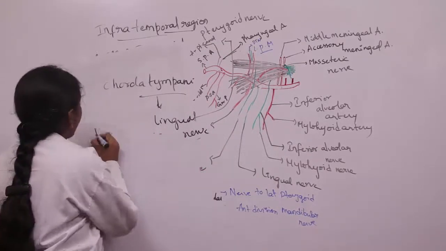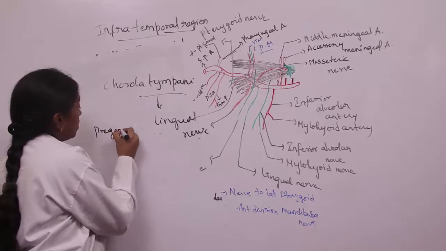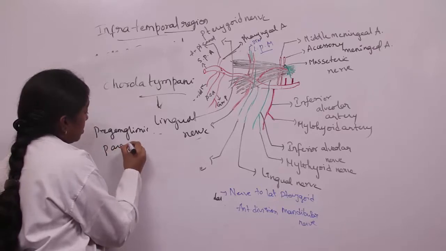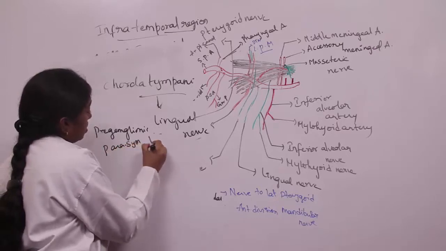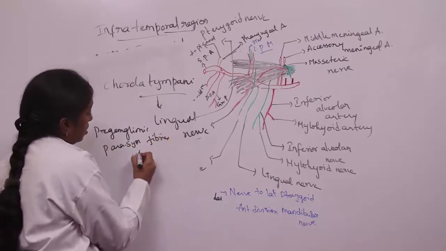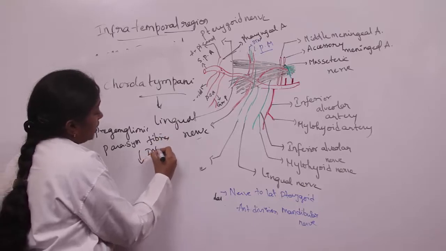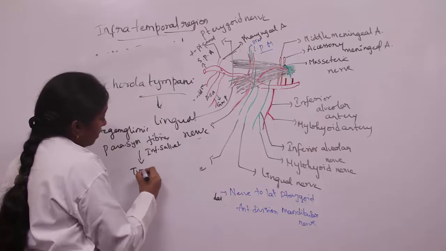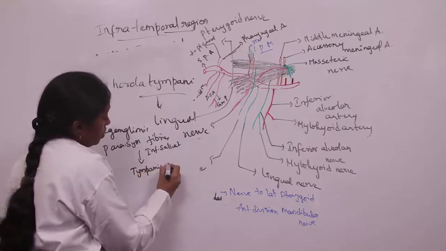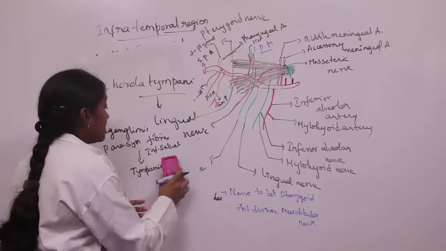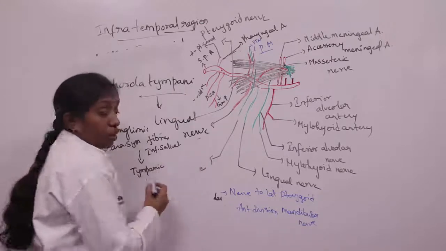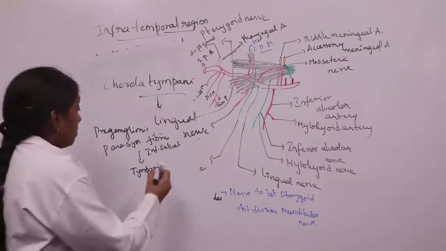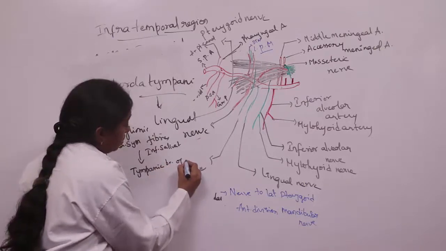So the preganglionic parasympathetic fibers arise from the inferior salivatory nucleus and they pass through the tympanic branch of the glossopharyngeal nerve. The otic ganglion is functionally related to the glossopharyngeal nerve and structurally it is related to the mandibular nerve.